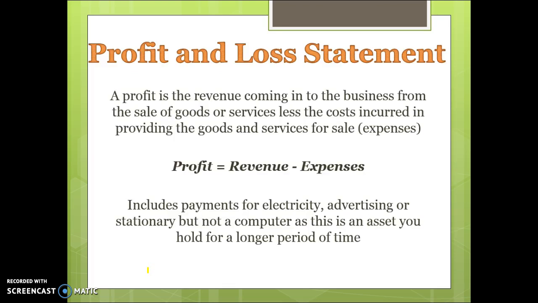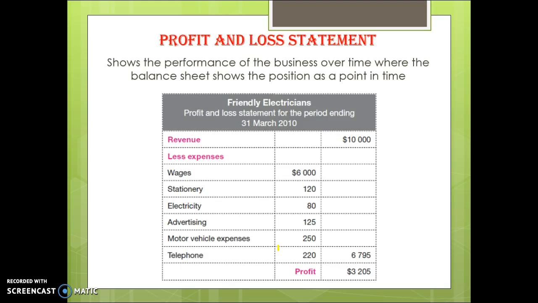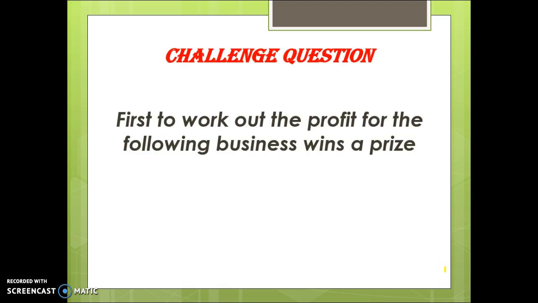Okay, the profit of a business is the revenue coming into the business from selling goods or services less the costs, for example, all their expenditure. So it would be all the money from providing your service minus all your expenses for electricity, advertising, stationery, etc. It doesn't include anything like paying off a loan or buying a computer or anything like that. Okay, this is what a profit and loss statement looks like. You've got all your revenue at the top, then all your expenditures, and this amount, this profit, will go into your balance sheet underneath the drawings amount to keep it in balance.